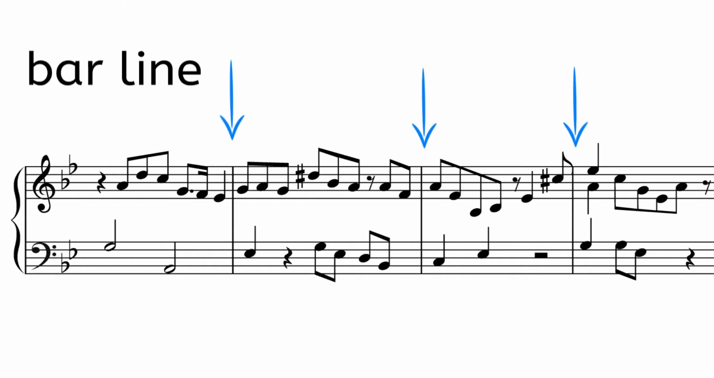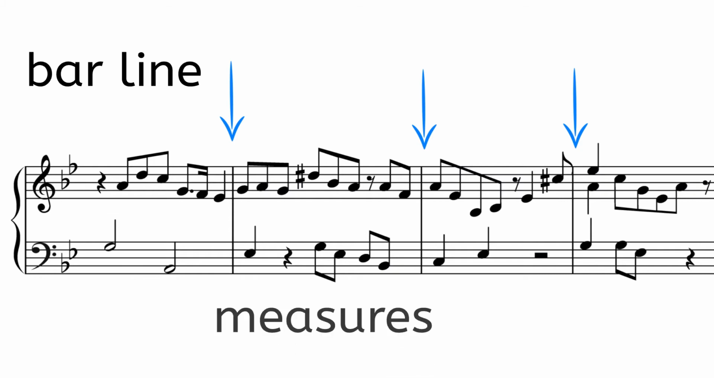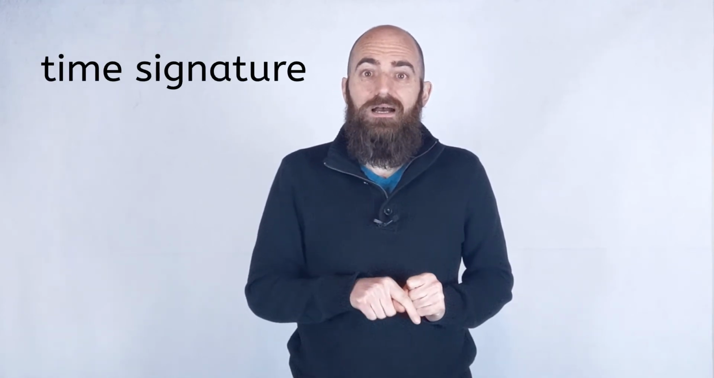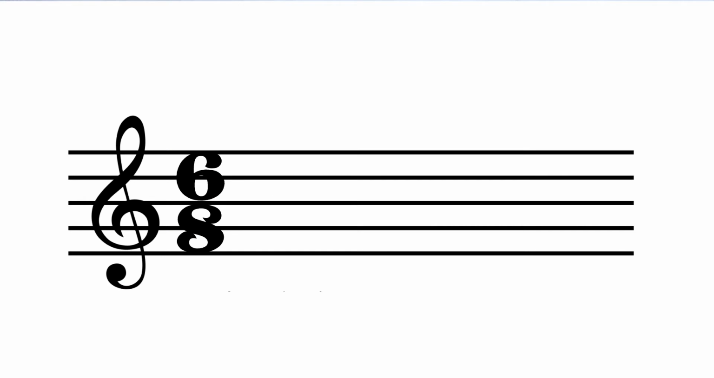This is the bar line. These are the vertical lines that divide the music into measures or chunks of music. Let's talk about time signature. There are symbols found at the beginning of a piece that tell the time signature of a piece of music.